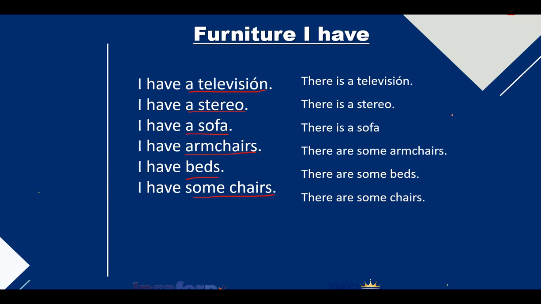Okay, I'm going to choose someone to read those sentences. Can you help me, please, Katia Lisbeth?